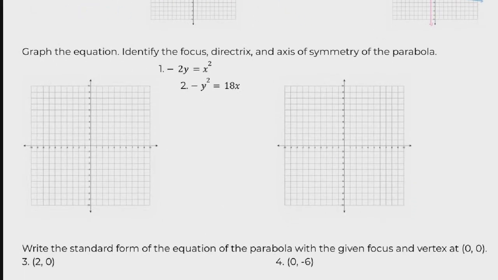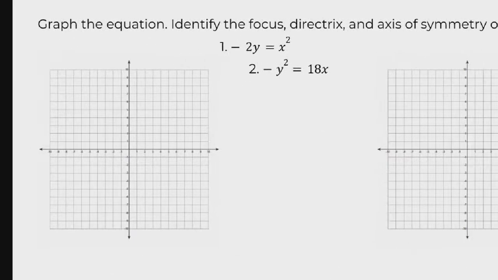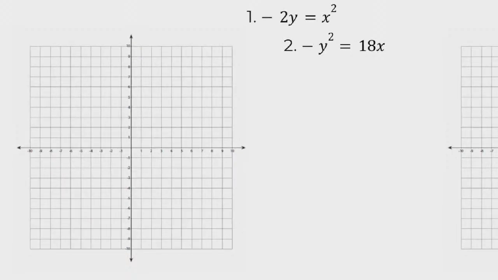Okay, so first we want to graph the equation, identify the focus, directrix, and axis of symmetry of the parabola. Number 1 is negative 2y equals x squared. Since this is negative, that means it's going to open down.